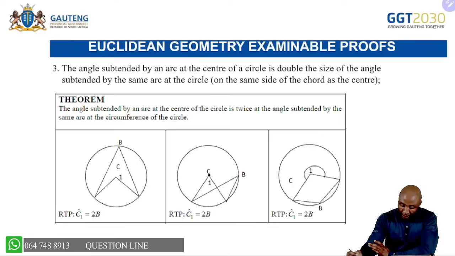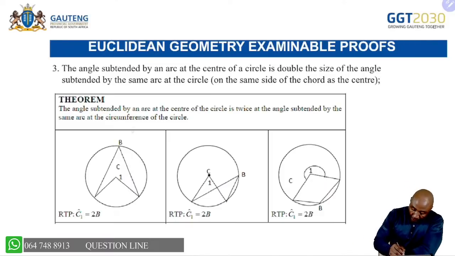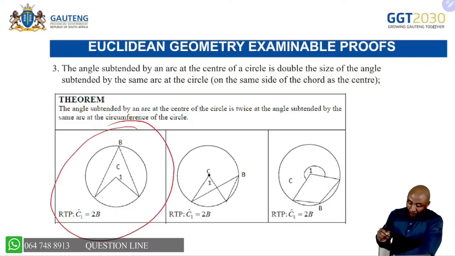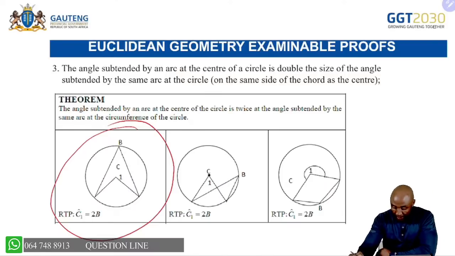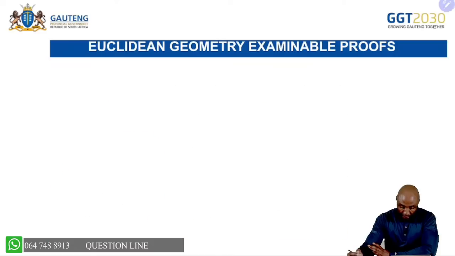Now, the angle subtended by the arc at the center of a circle is double the size of the angle subtended by the same arc at the circumference. You are able to see these are the versions of the diagram that may come, but normally from experience, this is the one that is normally coming in our exam. These other two are not popular, but you must also look at them. I will move on to the 4th theorem.